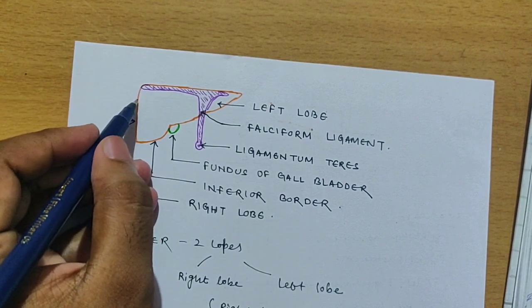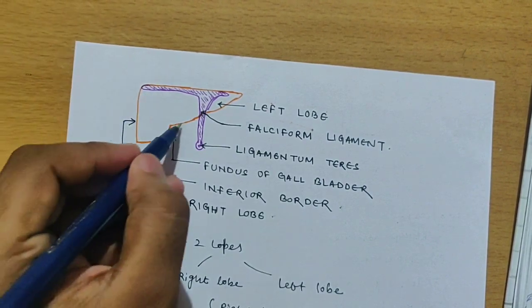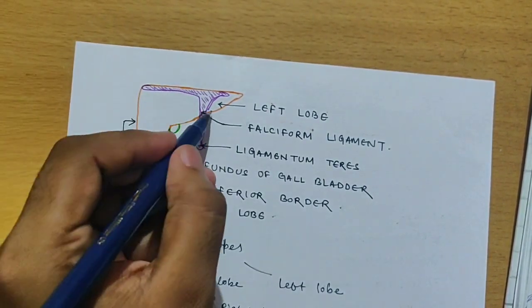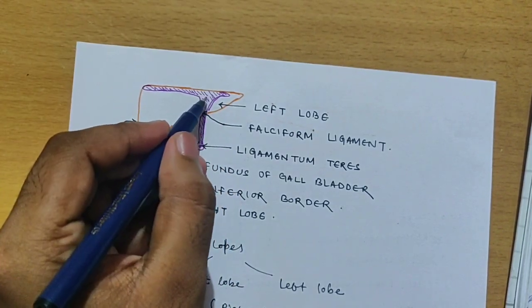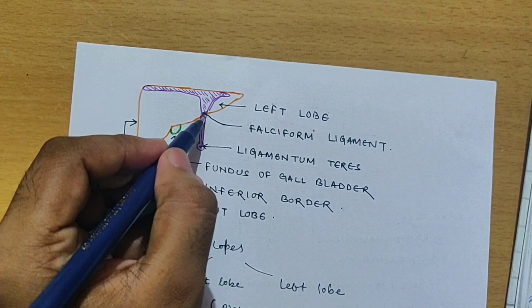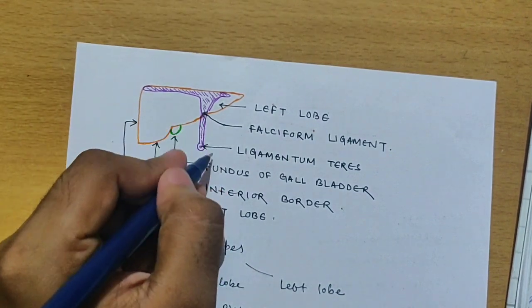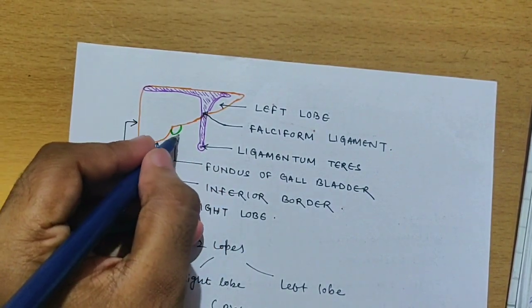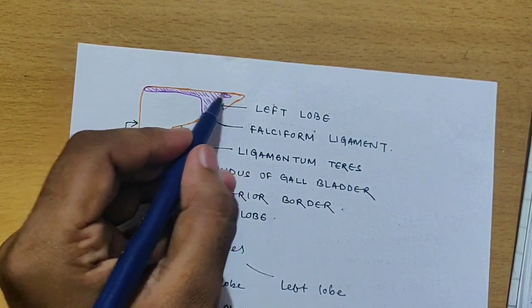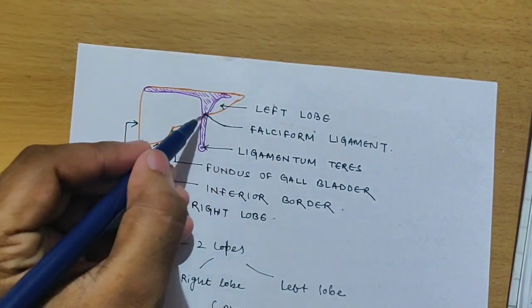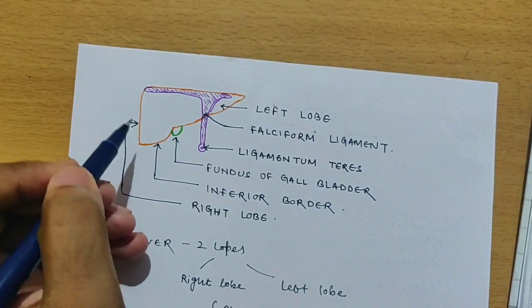This one is a schematic diagram of the liver, and it is anteriorly faced. This one is the right lobe of the liver, and this one is the left lobe of the liver, which is divided anteriorly and superiorly by the falciform ligament and inferiorly by the ligamentum teres. And this one is the fundus of the gallbladder, and this one is the triangular ligament, and this one is the inferior border of the liver.